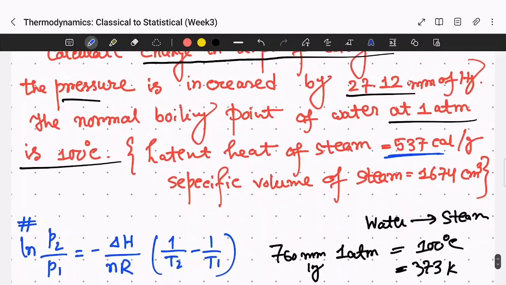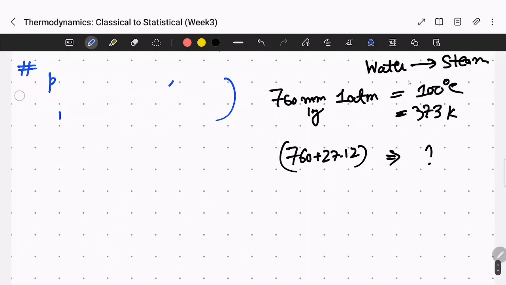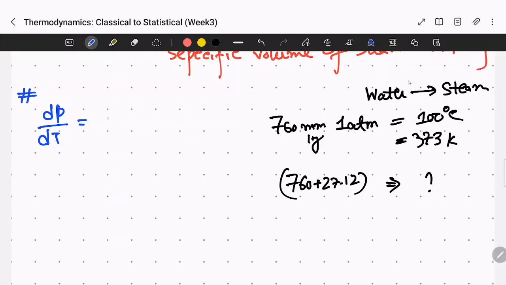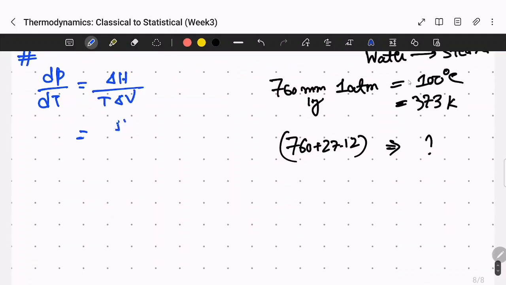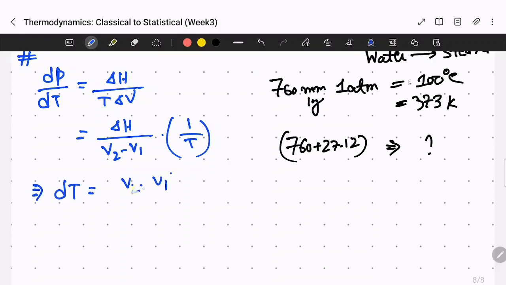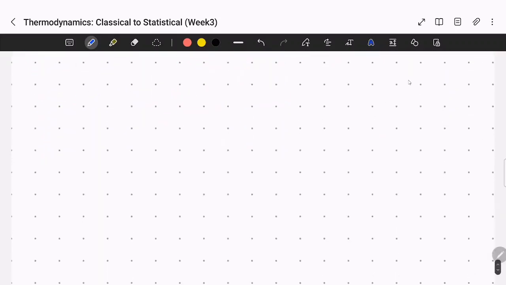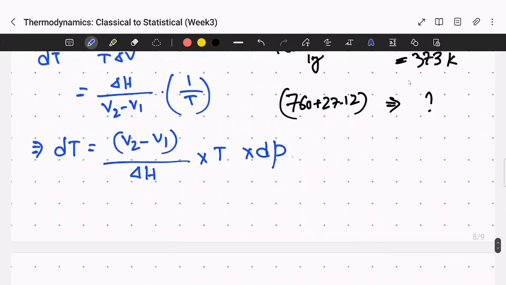Okay, let us start using dP. If needed, then we can also derive that one. P del V, so it can be written as del H divided by V2 minus V1 times 1 by T. So dT will be V2 minus V1 divided by del H into T into dP. Okay, so dP is given. What is dP? dP is 27.12 millimeter of Hg.